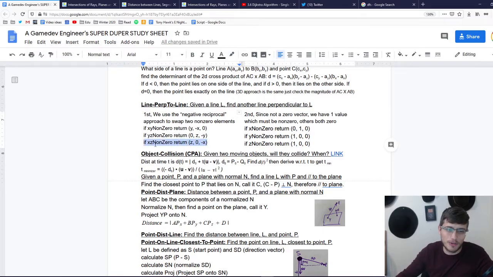So that is one way you could do it if you could find two non-zero elements. However, if you only have one element which is non-zero, then you can just take a different element and make it a 1, and then everything else could be zeros.